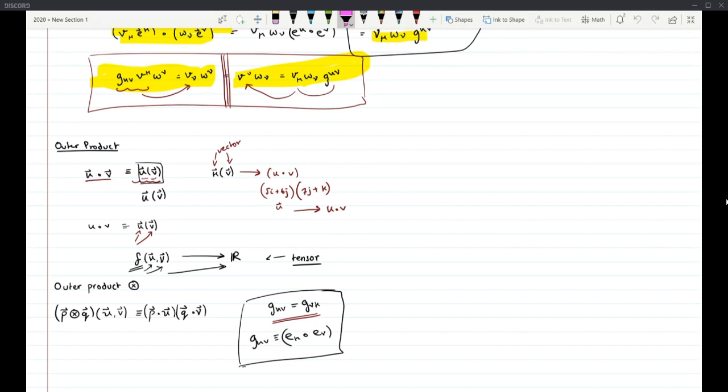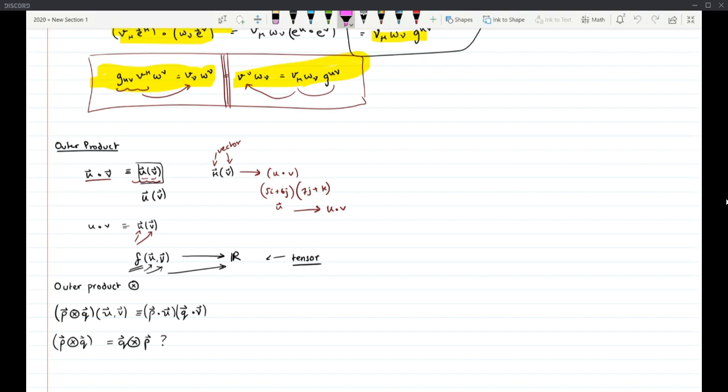Can I say the same thing here? So if I have my outer product P and Q, is this the same as Q cross P? Is it the same? It's not, because you can see clearly the first one is paired up here and the second one is paired up here. So if I have Q cross P and I input two test vectors, U and V, I'm going to get Q dotted with U times P dotted with V. So it's not the same at all. So can you see how the outer product for a tensor is not symmetric, unlike the inner product? That's the first thing to pay attention to.